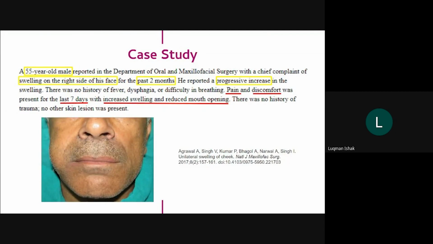A 55-year-old male reported in the Department of Oral and Maxillofacial Surgery with a chief complaint of swelling on the right side of his face for the past 2 months. He reported a progressive increase in the swelling. There was no history of fever, dysphagia, or difficulty in breathing. Pain and discomfort was present for the last 7 days, with increased swelling and reduced mouth opening. There was no history of trauma. No other skin lesion was present.